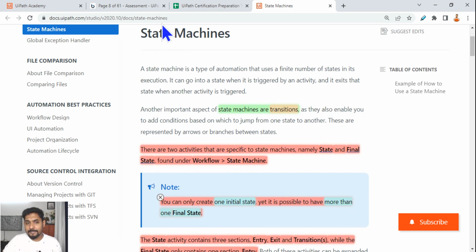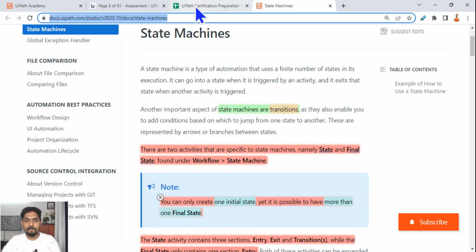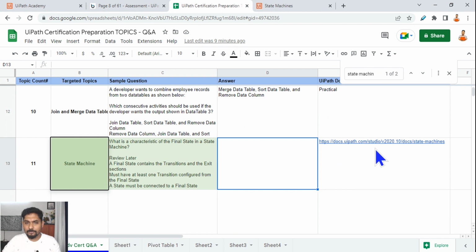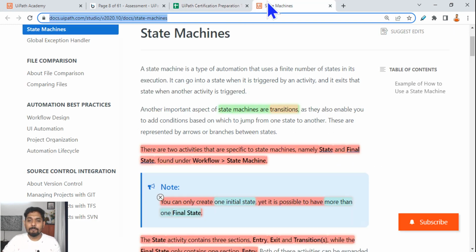Now this is the documentation, you must have it. Okay, state machine UiPath docs. I'll share the link in the video. In this, one should focus on the word called transition. So when should the state machine be used? When there is a transactional kind of process like REFramework.